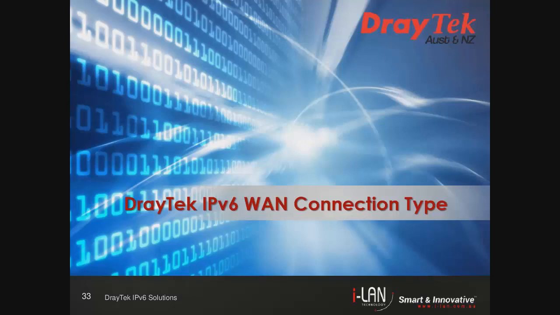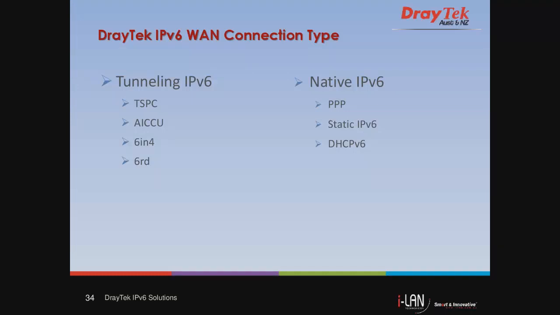Now we will look at DrayTek IPv6 WAN connection type. DrayTek supports two types of IPv6 WAN connection, tunneling IPv6 and native IPv6. Native IPv6 is normally provided by your RSP as an additional service. DrayTek supports PPP, static IPv6, and DHCPv6 for native IPv6, just like IPv4 which uses PPPoE, DHCP, and static IP. This will require dual stack routers.